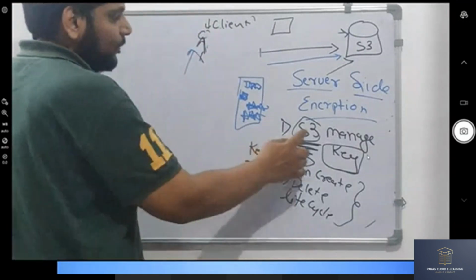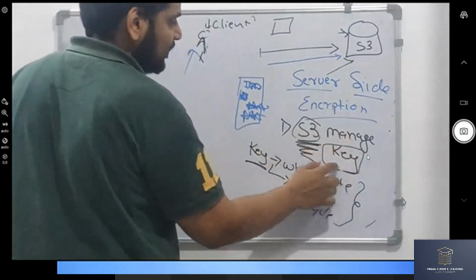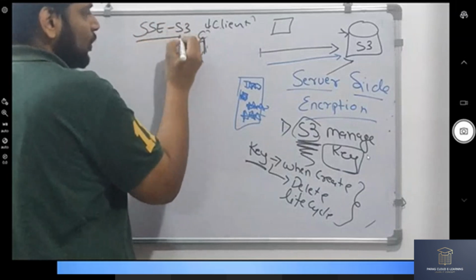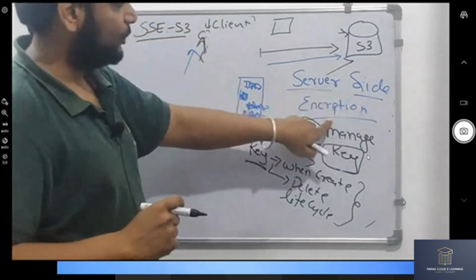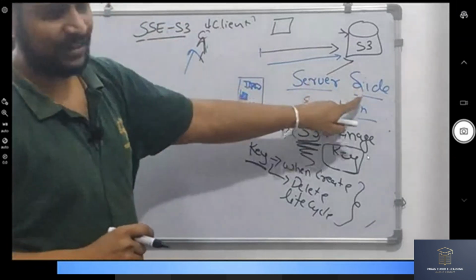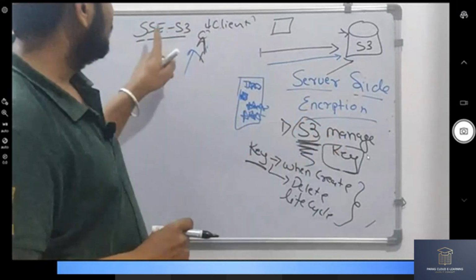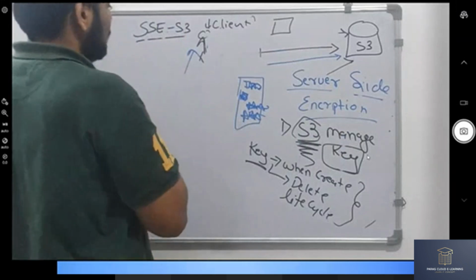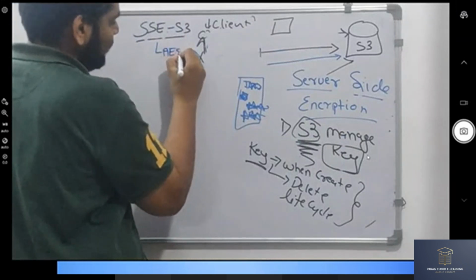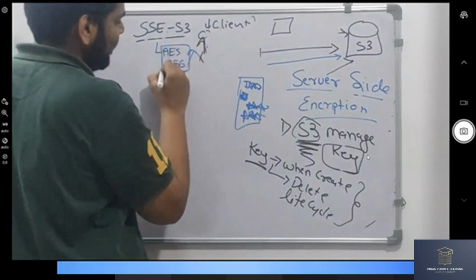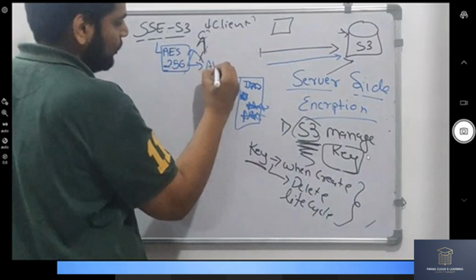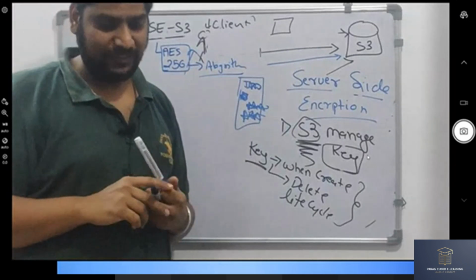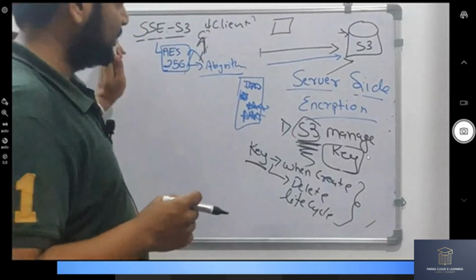It is called S3 managed key, and in short form it is SSE-S3. This is a short form: Server Side Encryption, SSE, S3 managed key. And here they are using the AES 256 protocol. This is the encryption method. This is an encryption algorithm they are using to encrypt your data. AES 256. This is the first scenario.